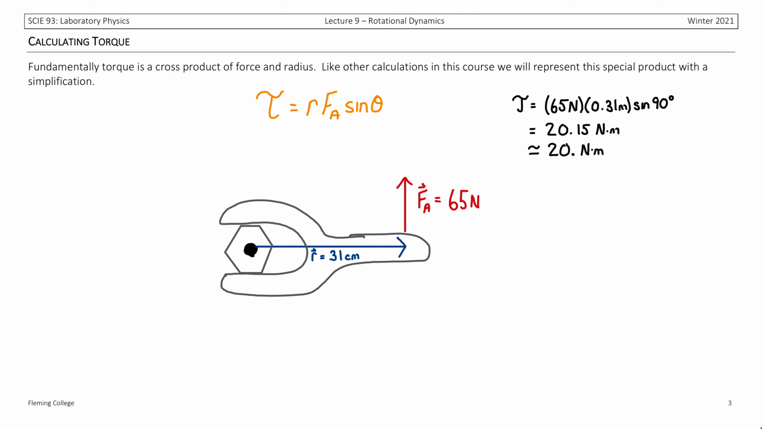Let's change our situation slightly. Let's look at a force applied in the opposite direction. So we'll keep the same radius, but now we'll have 65 newtons pointing down.